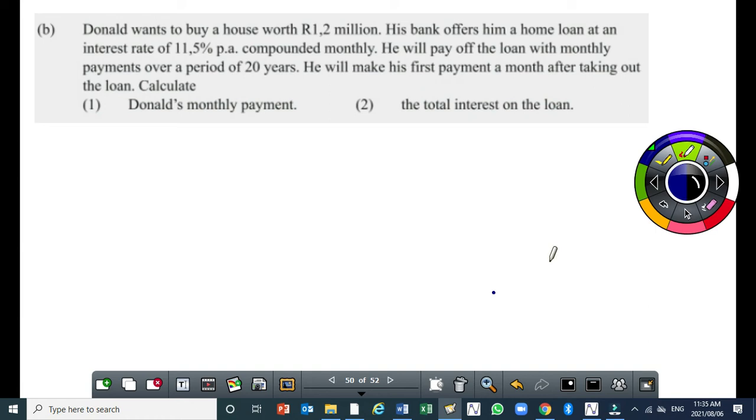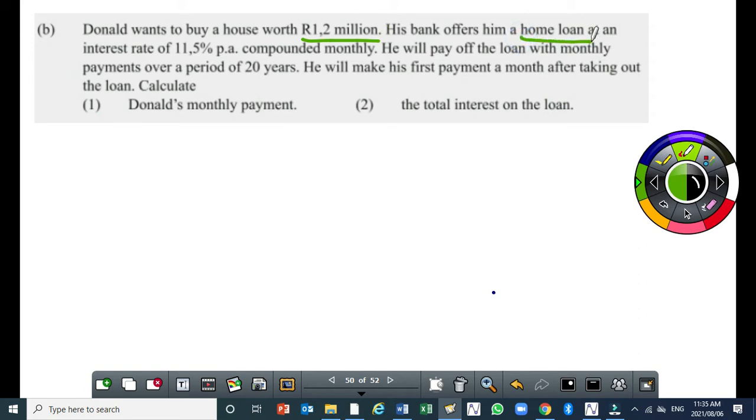Right, so the question says Donald wants to buy a house worth 1.2 million. Okay, 1.2 million. His bank offers a home loan at an interest rate of 11.5%. So this 1.2 million, that's the P, right? Yes. And here, why is it present value? It's because money was borrowed.